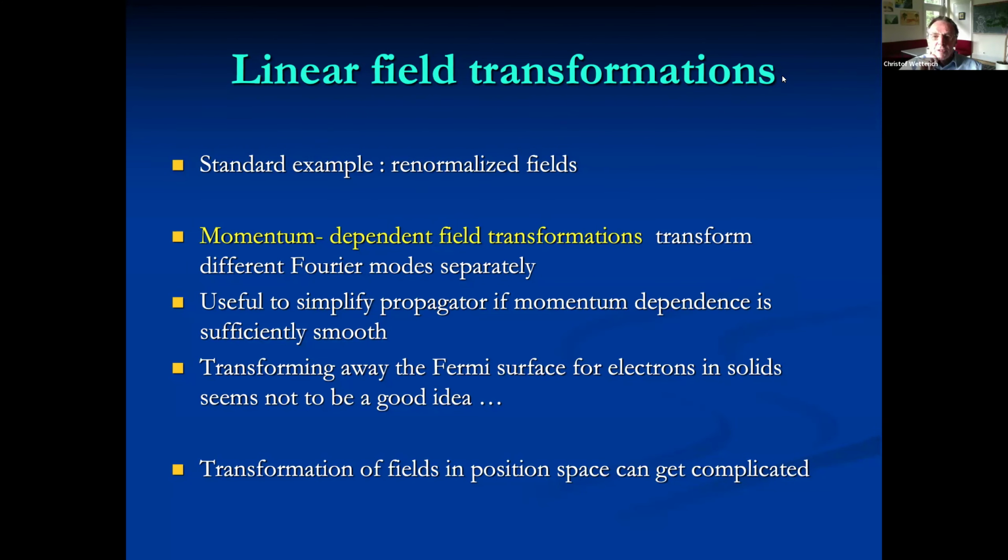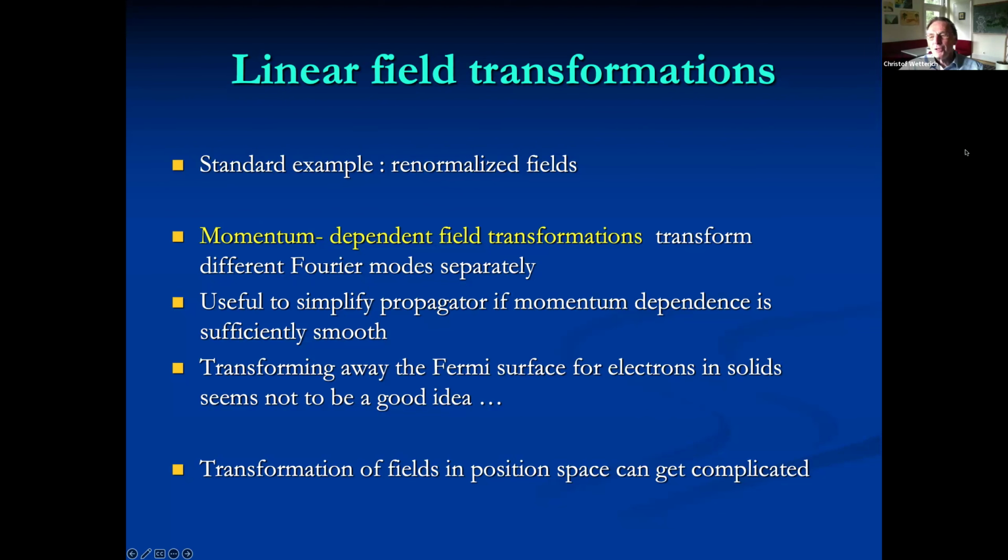Also, what is often used is momentum-dependent field transformations. This is still a linear field transformation. You just transform different Fourier modes separately. So your linear transformation is momentum-dependent. And that can be very useful if you want to simplify the propagator. And it can be very useful if the momentum dependence is sufficiently smooth. Because I give you a simple example where you better do not do it.